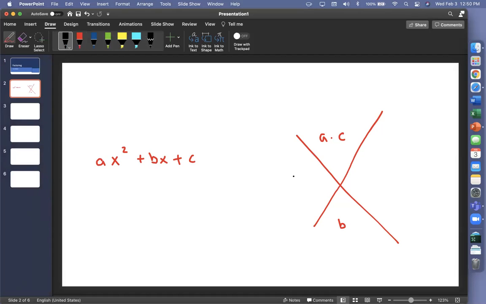So in our X method, we are trying to figure out what these two numbers are going to be. Those two numbers, when you multiply, they equal whatever number a times c is. And when you add, they equal whatever number b is. So let's look at an example.